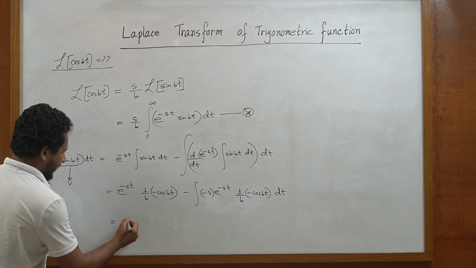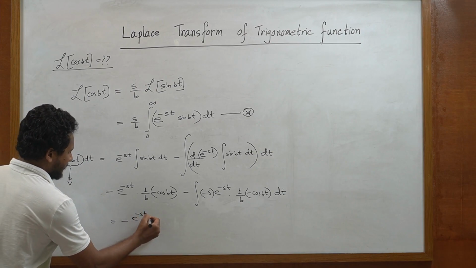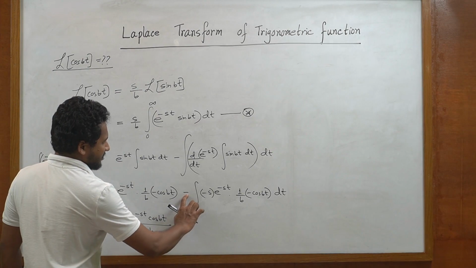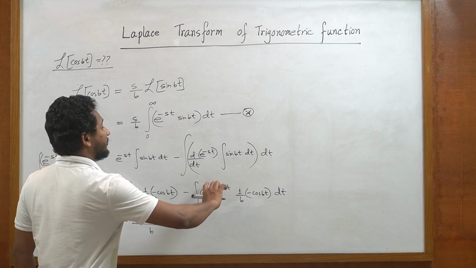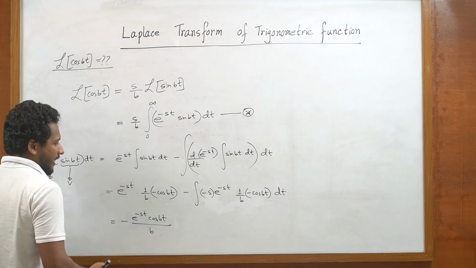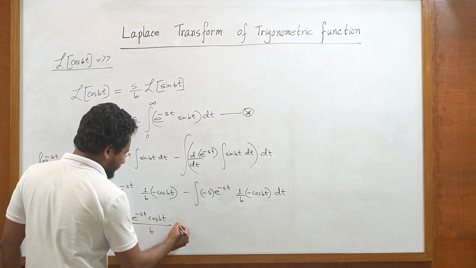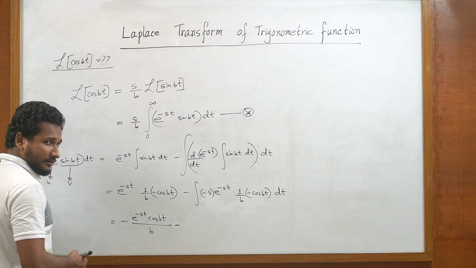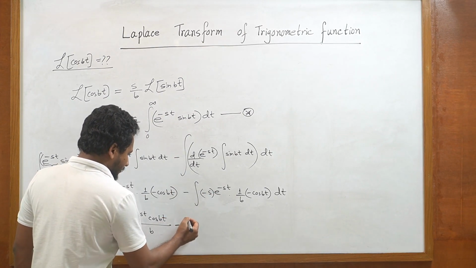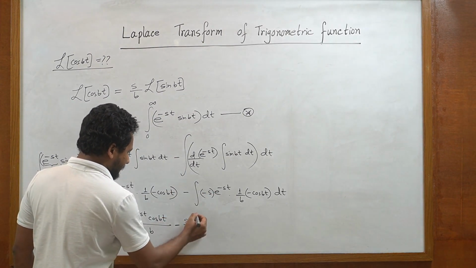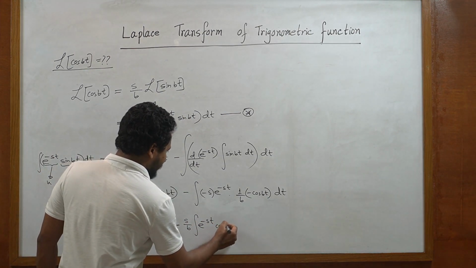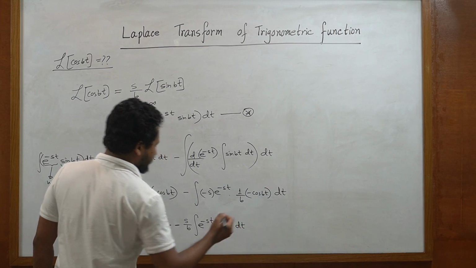Now we will get minus e to the power minus st cos bt by b, multiplied with minus. Then the two minus signs will be multiplied together and produce minus. Okay, so we will get s by b e to the power minus st cosine of bt with respect to t.